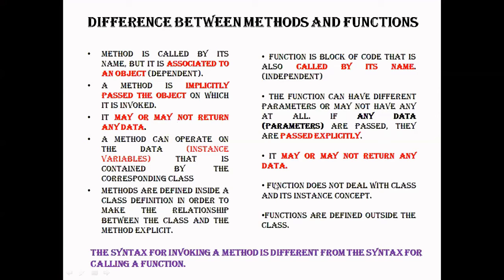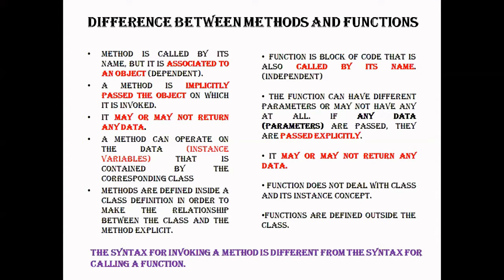A function does not deal with the class and its instance concept. That is why, students, we will not normally use functions when we say object-oriented programming. It is always methods. We do have built-in functions that we will use. It is not that we will not use them, but what we will be using enormously is methods. Whenever I say object-oriented programming, it is always methods. So class, data members and methods. We never call them functions, right?